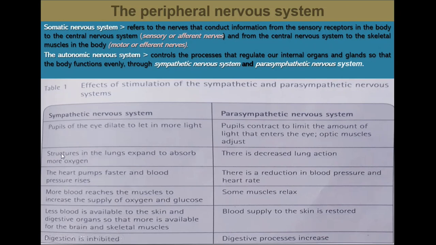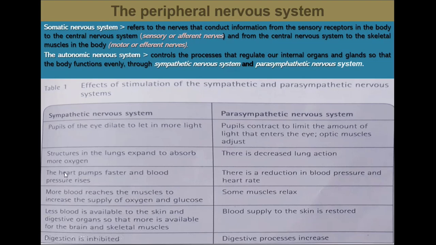Under sympathetic, when you see danger, structures in the lungs expand to absorb more oxygen. Your lungs expand to absorb more oxygen. As soon as you are more relaxed, there's a decrease in lung action. Less air goes in, meaning you're less anxious.